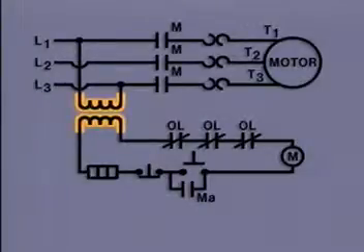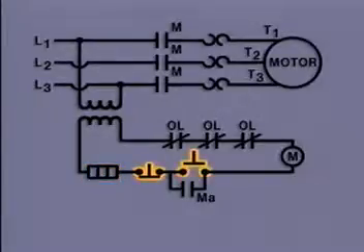The transformer lowers or steps down the voltage used in the power circuit to a lower value that is used to operate the control circuit. The transformer is connected to a fuse. The fuse protects the motor controller from short circuits. If a short occurs in the control circuit, the fuse will blow, causing an open in the control circuit.